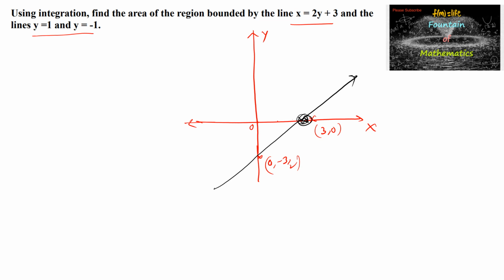And now the lines y is equal to plus 1 and y is equal to negative 1. So y is equal to plus 1, we can write the horizontal line which is parallel to x-axis. And y is equal to negative 1 is also a line which is parallel to x-axis passing through the point 0 comma minus 1. So clearly we can see the area of the region bounded by this line and the lines y is equal to 1 and y is equal to minus 1.